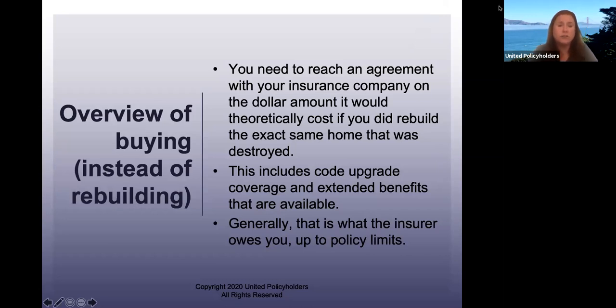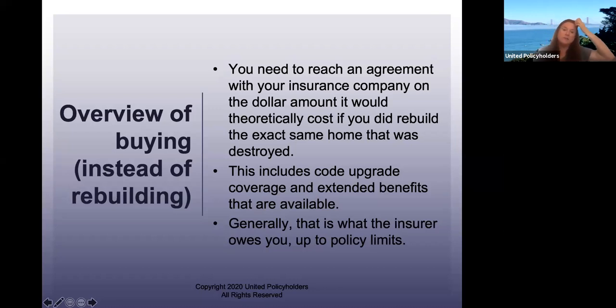Some of you have reached out to me, and I've been trying to help you get them to commit to that. A lot of these adjusters have this stuff simply wrong, okay? So you've got to keep working at it, unfortunately. If you're going to buy instead of rebuild, you need to do what we've just gone through, to reach an agreement with your insurance company on the dollar amount it would theoretically cost if you did rebuild the exact same home that was destroyed, plus code upgrades, and then the extended benefits that are available. That's what they owe you.